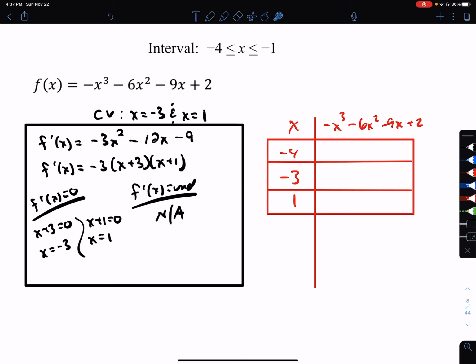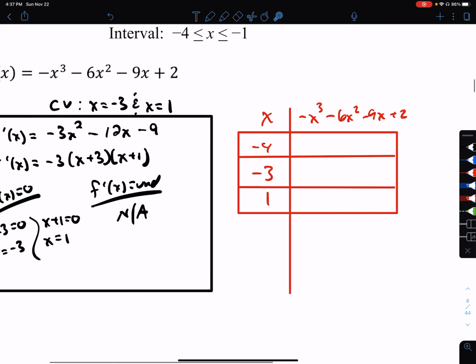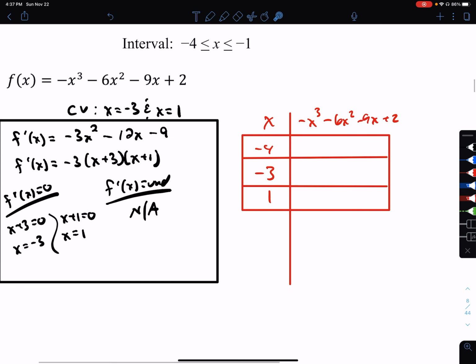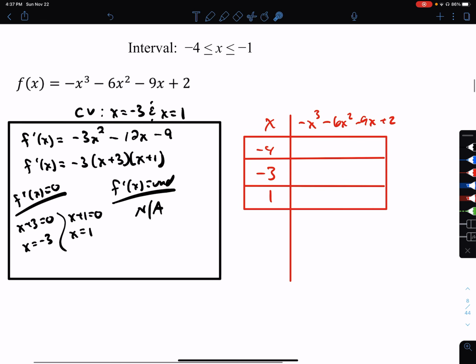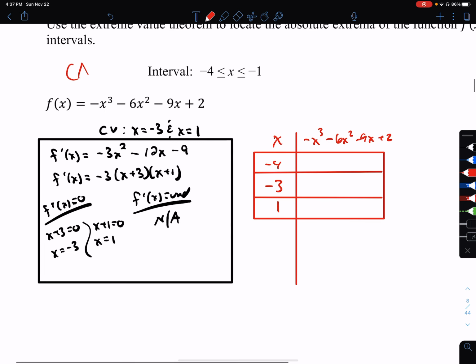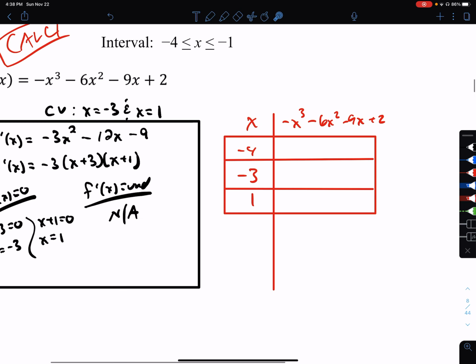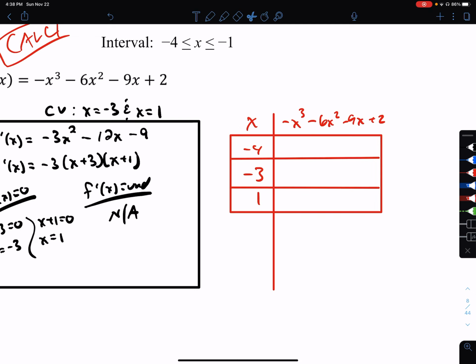Unfortunately, this is going to be a little bit of work to put in. Let's just assume that this is a calculator problem. I don't think they would ever have you calculate something this complicated without a calculator. It doesn't seem AP-like. So using a calculator, when I put negative 4 in, I got 6. When I put negative 3 in, I got 2.